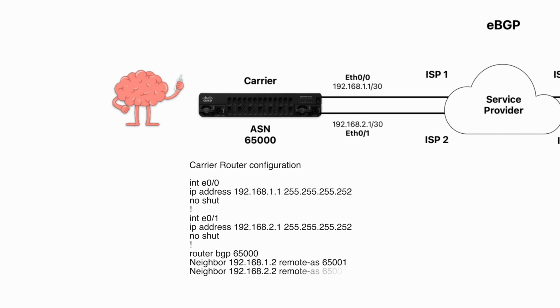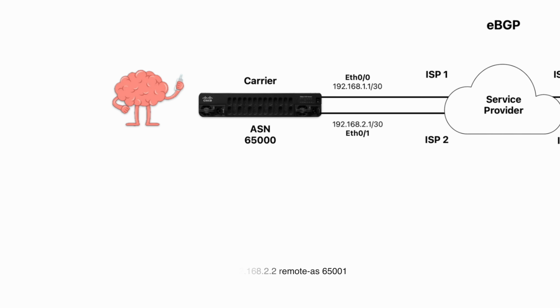All right, so first of all, we're going to configure the carrier router. We're going to configure Ethernet 0/0 and 0/1. We're going to do a no shut. We're going to configure the IPs, and we're also going to configure the BGP instance with both neighbors, pointing to the customer router.